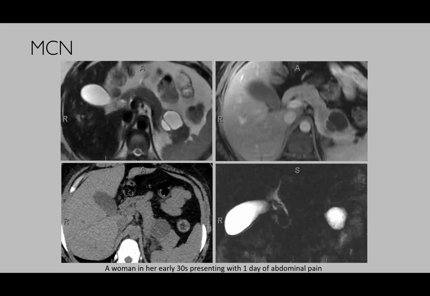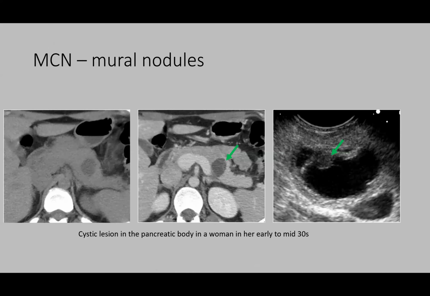Another classic example of an MCN, this 33-year-old woman had a septated cystic lesion in the pancreatic tail. It's T2 hyperintense, T1 hypointense. You can see a thin internal septation. There was no mural nodularity. There is no thick wall, no calcifications. And at surgery, this was found to be, again, MCN with low-grade dysplasia, but no invasive cancer.